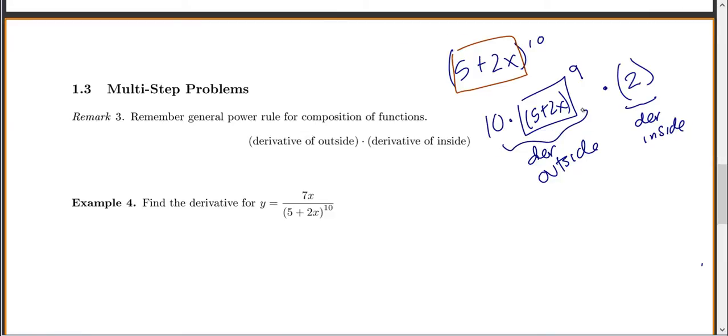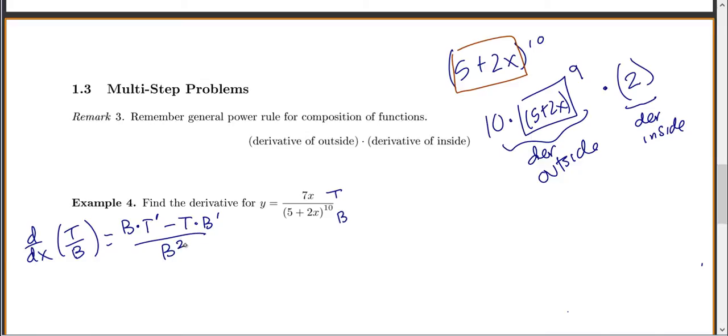Okay, so we're going to do two examples where we have the general power rule mixed in with our quotient rule or product rule. So find the derivative for y equals 7x over 5 plus 2x to the power of 10. Okay, notice we need to use a quotient rule. This is a quotient. So 7x would be our top, 5 plus 2x to the power of 10 would be our bottom. So the derivative, if you have a top over bottom, I like top over bottom better, is you do the bottom times the derivative of the top minus the top times the derivative of the bottom over the bottom squared. That just looks so much simpler to me.